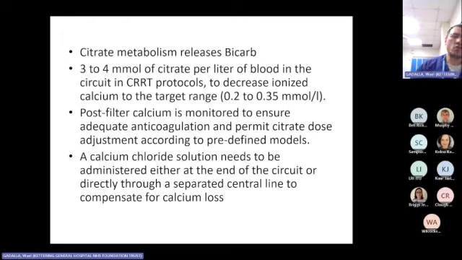Because we have consumed the calcium of the body, if we return the blood with very low calcium, it will affect the patient. So we have to replace this calcium. Before the blood enters the body again, we give calcium chloride. We can give the calcium chloride either into the central line or in the dialysis venous line itself.